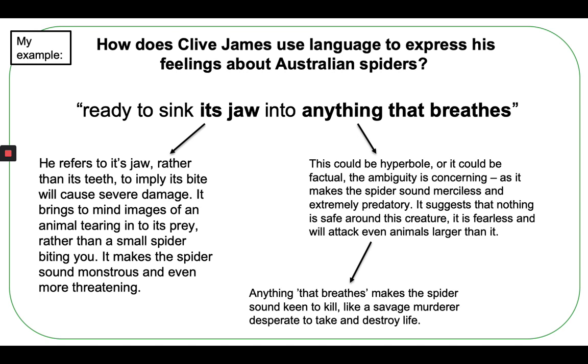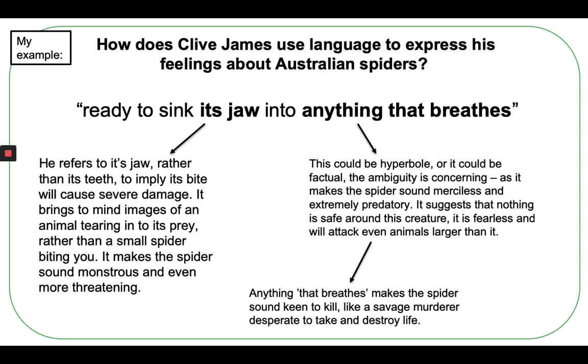Because he could have just said ready to sink its teeth, but in that case it sounds a little smaller and easier to squash. Its jaw, though, to my mind, brings to my vision pictures of like an animal, a real predator tearing into meat. Then I chose anything that breathes. This could be hyperbole, so exaggeration, or it could be factual. We don't really know how aggressive these spiders are, and this ambiguity, this unknown element, is concerning, as it makes the spider sound merciless and extremely predatory.